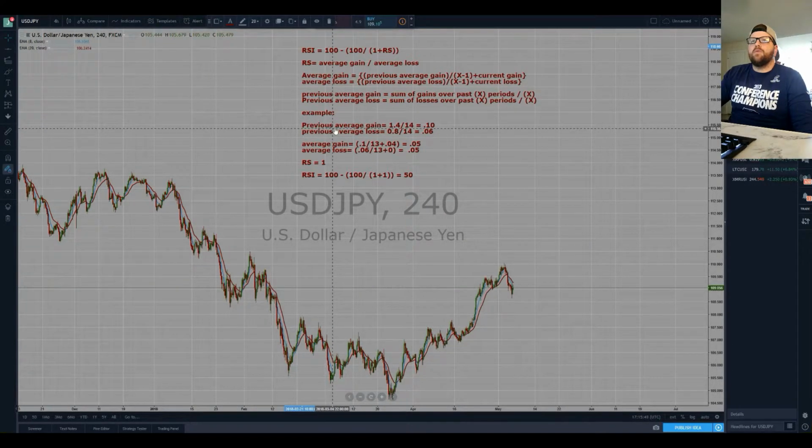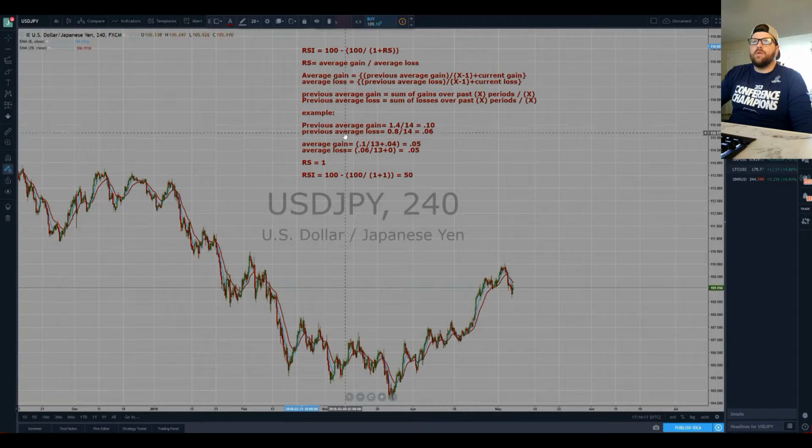But the previous average gain will equal, in this example, the sum of gains over the past x periods as 1.4 for the gain and 0.8 for the loss, divided by 14 because we have the RSI set to a period of 14. And that will be 0.1 for the average gain and 0.06 for the previous average loss.